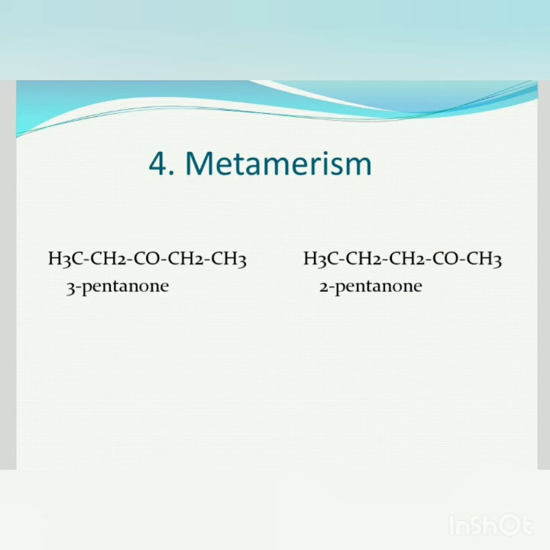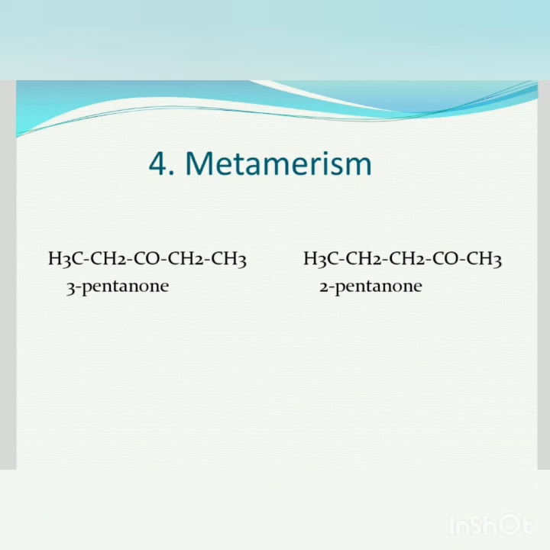Here we have two types of compounds. In the first one, that is 3-pentanone or diethyl ketone, the C double bond O is the functional group in both compounds. In the first one, the alkyl groups attached to the C double bond O functional group are two ethyl groups, and 2-pentanone is methyl propyl ketone. In methyl propyl ketone we have two different alkyl groups, a methyl group and a propyl group.